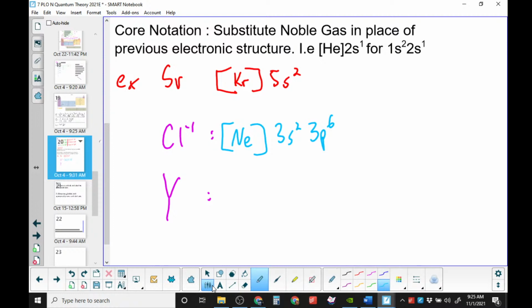You will get questions where I give it to you in core notation, and there may be a question where I want to check if you can do it in core notation. I say, please do it in core notation. But if it doesn't say either way, you get to choose.